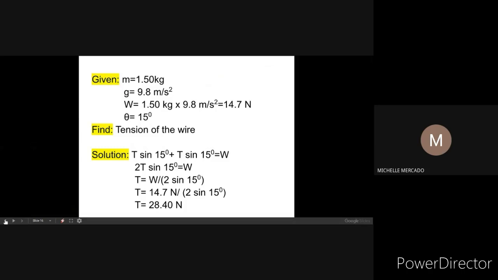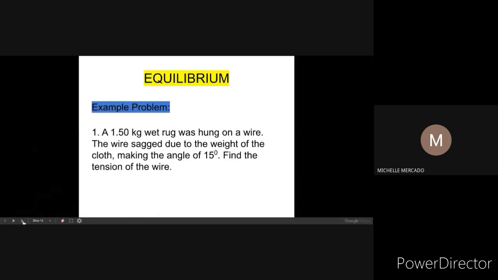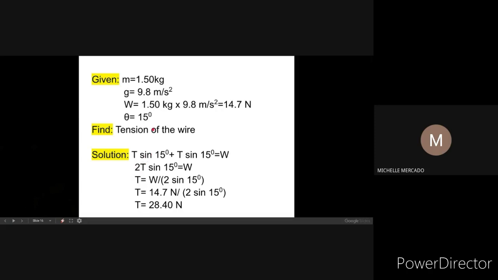If you notice in the given, we don't have a given weight. So to find that, we're going to multiply the given mass by the constant value of gravity, which is 9.8 meter per second squared. So mass times gravity, and that's how we get the weight. 1.50 kilogram multiplied by 9.8 meter per second squared, the answer will be 14.7 Newton. Okay, solution. So tension sine 15 degrees plus tension sine 15 degrees is equal to weight.